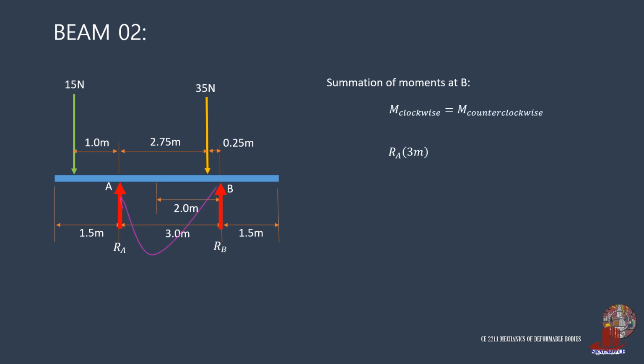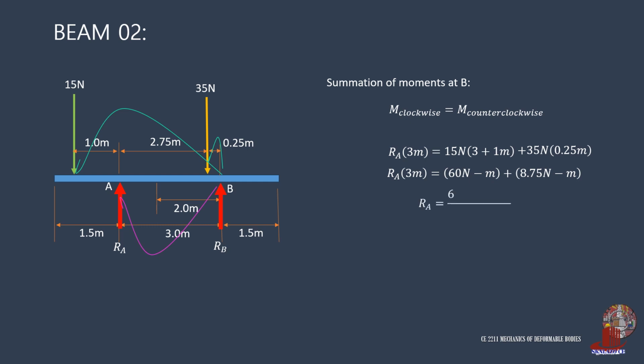With the summation of moments about point B, equating clockwise to counterclockwise moments, take the reaction at A times 3 as equal to 15 newtons times 3 plus 1 meter. Then add 35 newtons times 0.25 meter. The equation is simplified as 3 r sub A as 60 plus 8.75 newton meter. Divide the equation by 3 to have the reaction at A as 22.917 newtons.